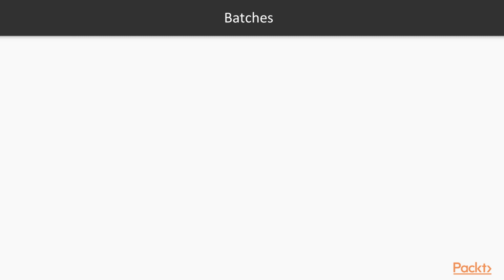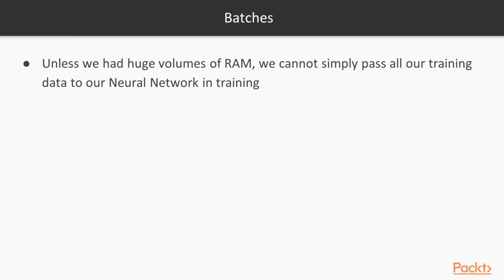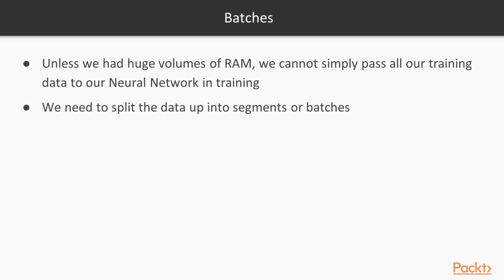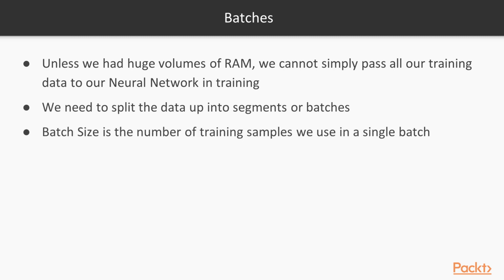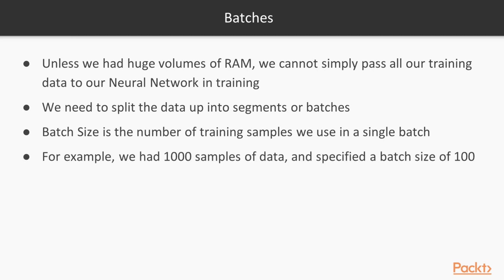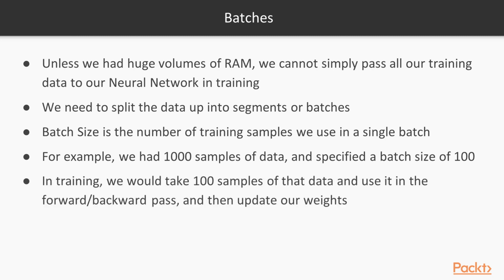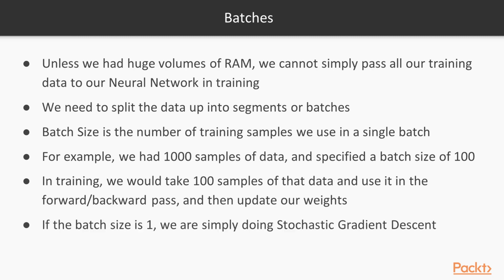What about batches? What exactly are batches? Unless we have huge volumes of RAM, we simply can't pass all our training data into our neural network during training. We need to split this data into segments, and these segments are called batches. Batch size is the number of training samples we use in a single batch. For example, say we had 1,000 samples of data, and we specified a batch size of 100. In training, we take 100 of those samples and use them to forward and back propagate through our network to update our weights. If our batch size was 1, a much smaller batch size, we're simply doing stochastic gradient descent at that point.